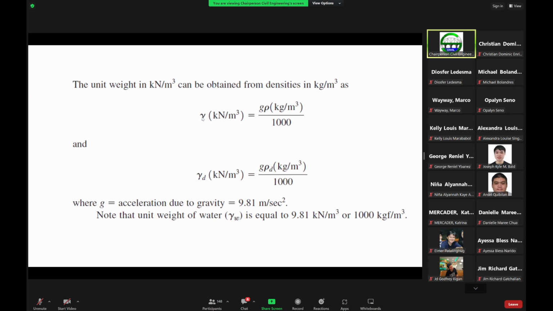We are just trying to relate here the unit weights and the densities, where the acceleration due to gravity is equal to 9.81 meters per second squared. So that means that the unit weight of water is equal to 9.81 kilonewtons per cubic meter, or that's 1,000 kilograms per cubic meter.